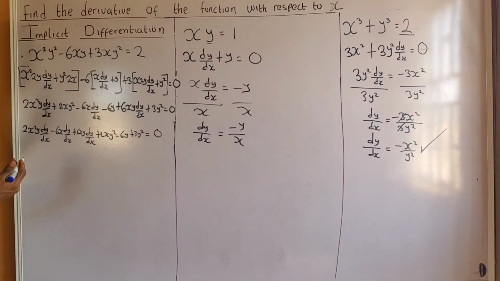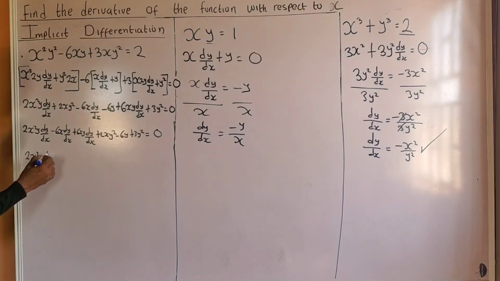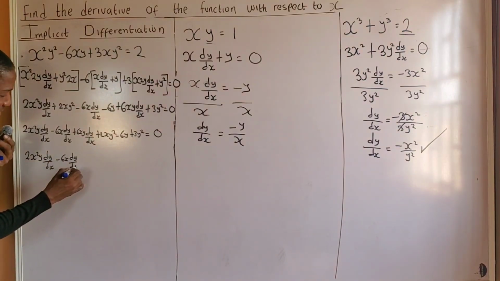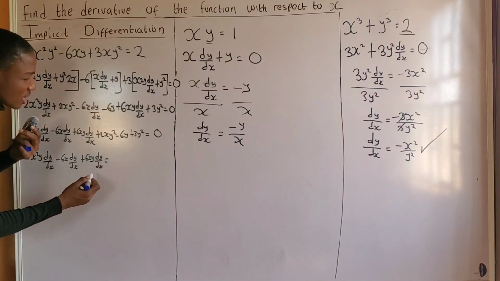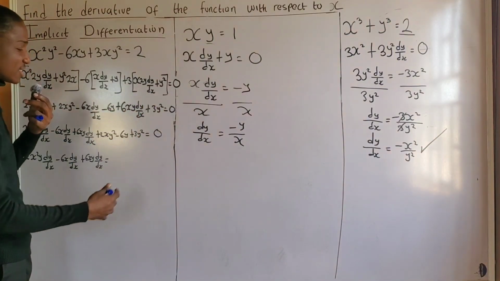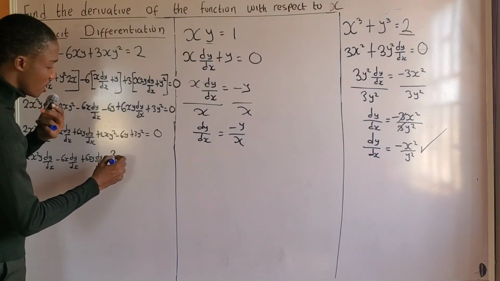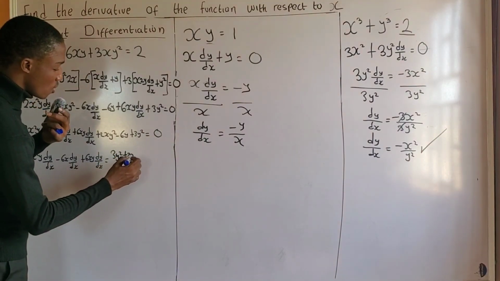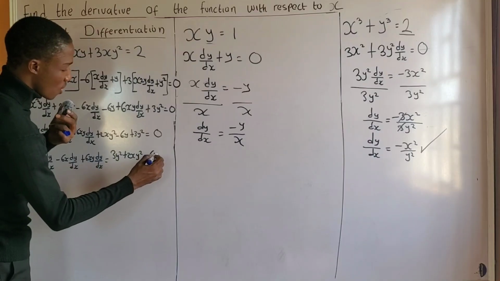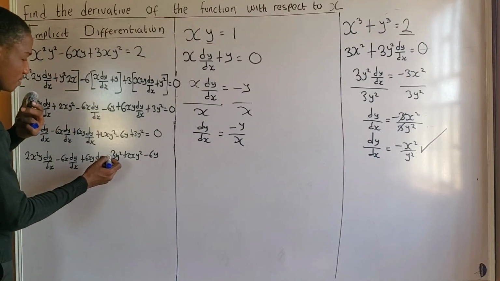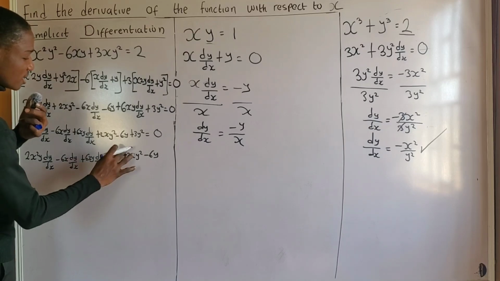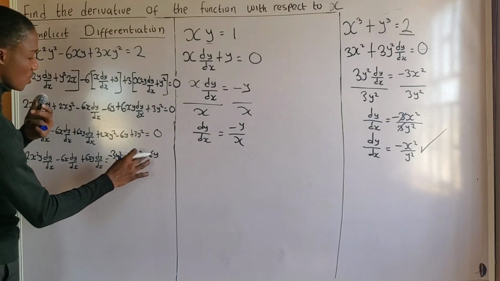Just pay attention, okay? For this now, I'm going to have 2x squared y dy/dx minus 6x dy/dx plus 6xy dy/dx is equal to, now all these, take them to the right hand side of the equation. You're going to have 3y squared plus 2xy squared minus 6y. Are you getting it? Okay, now this will be negative, this will also be negative, also this will be positive.